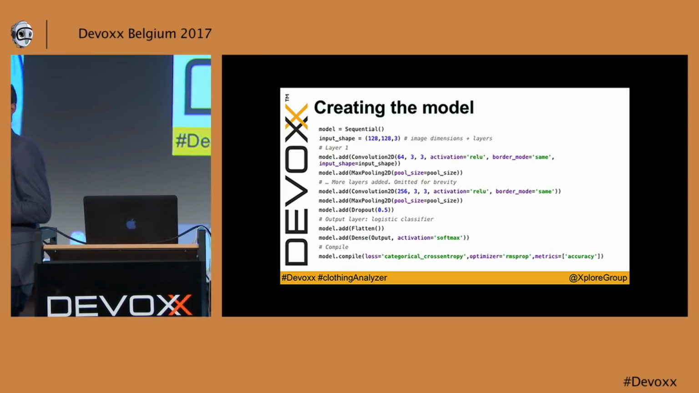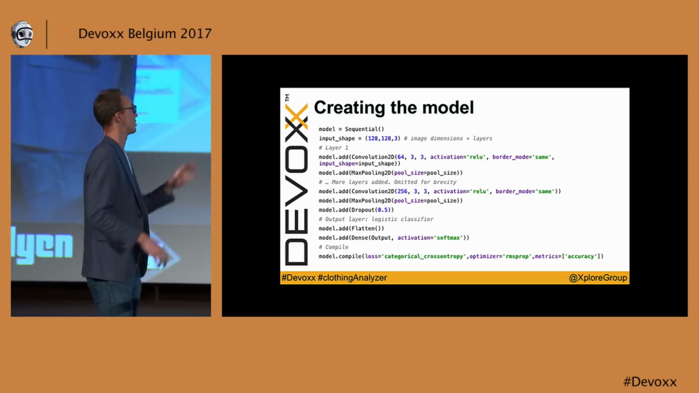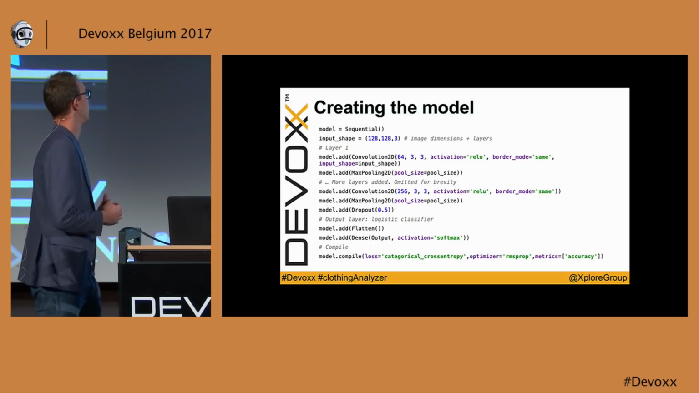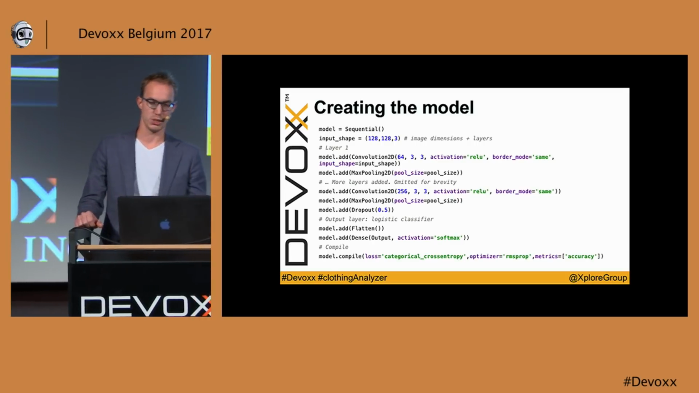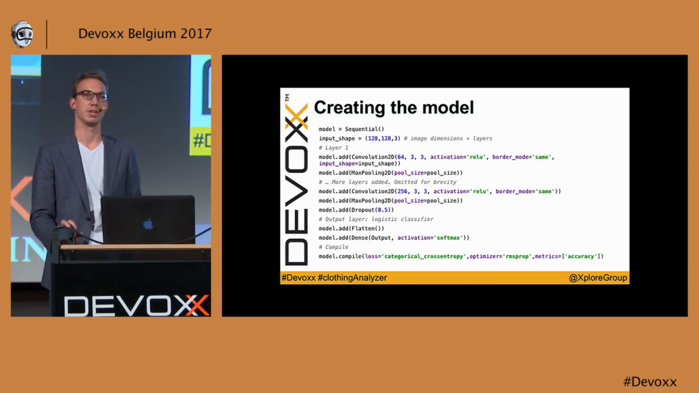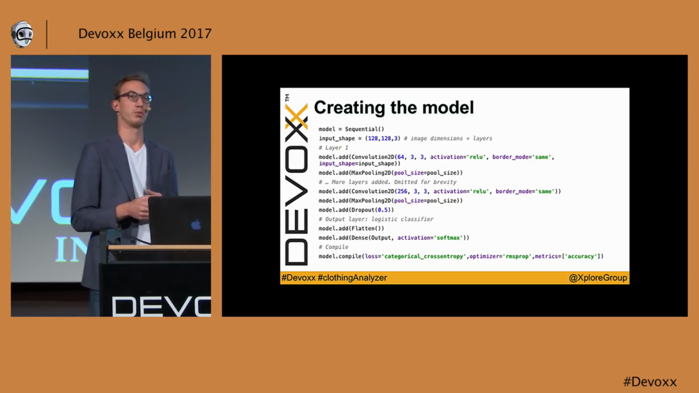How do you create a model in Python? So the first thing you do is create a new model. That's the initialization of your model there. And then we say which shape we will feed into the model. In this case, we had images of 128 by 128 pixels with 3 layers, a red, green, and blue layer. If you have only black and white, you only have one.